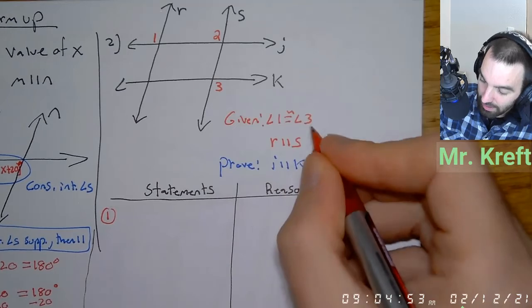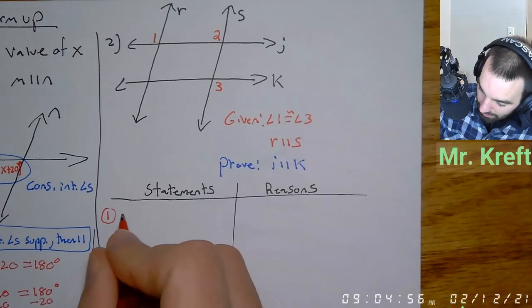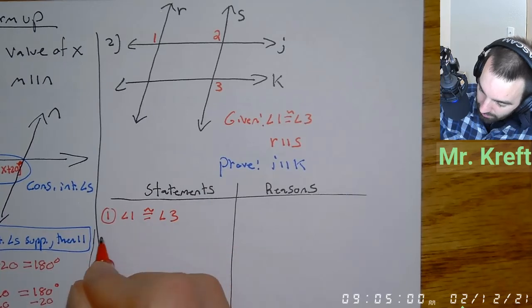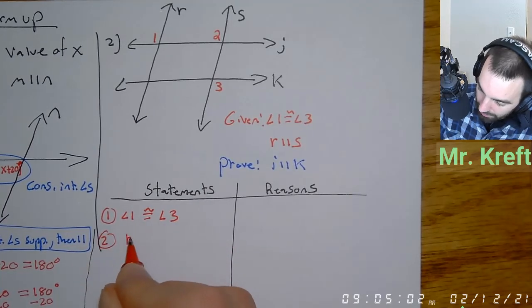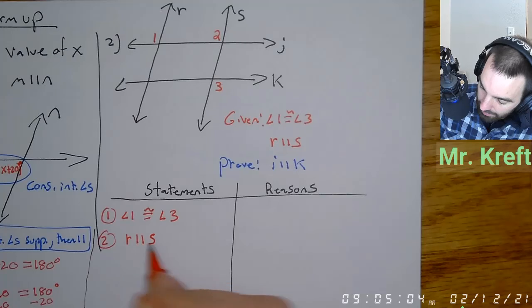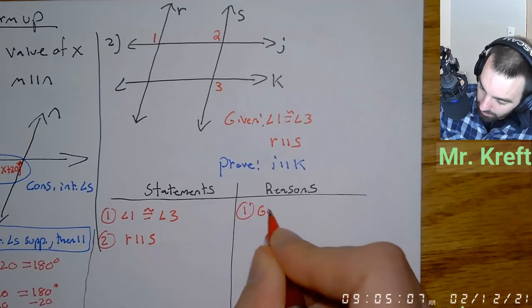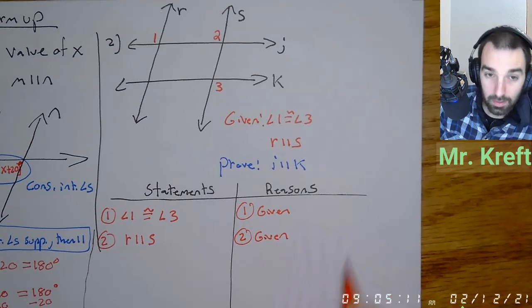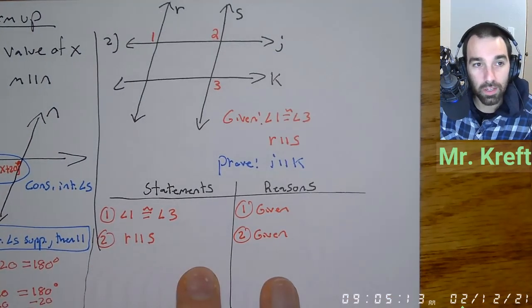Right, I always have my givens, and I'm going to have two givens here. Angle 1 is congruent to angle 3, and line R is parallel to line S. And my reasons for both of these are given. Okay, so I'm going to write those down.